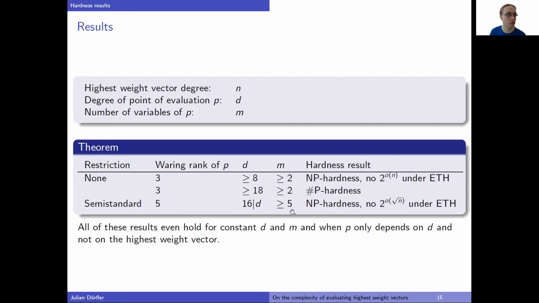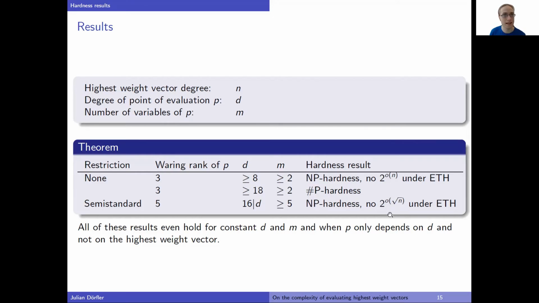then we need a few more rows. We need 5 rows, but we can still show NP hardness and a lower bound under ETH. But the big difference here is that it's only a 2 to the little o of root n lower bound, which is also something that could be expected, as semi-standard Young tableaus, at least with 2 columns, have at most a tree width of root n, which is something we've also proven in this paper.